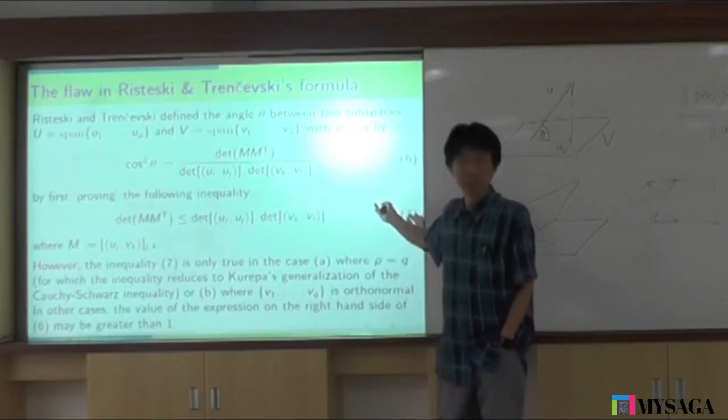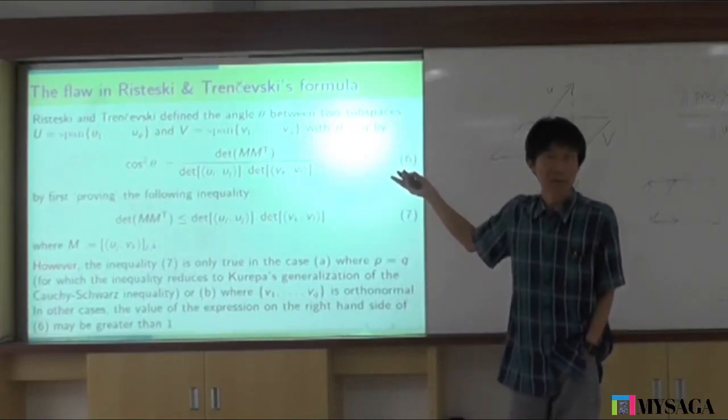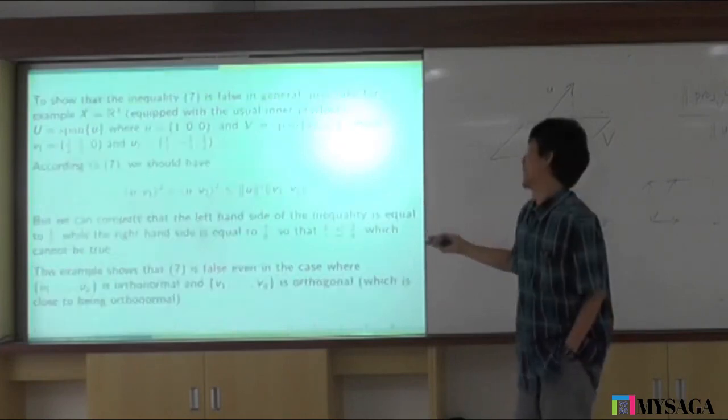The left hand side can be bigger than the right hand side. In that case, cosine square would be greater than 1. Of course, that's impossible, right?